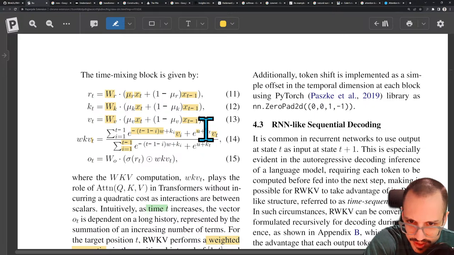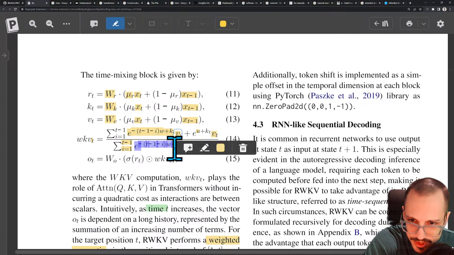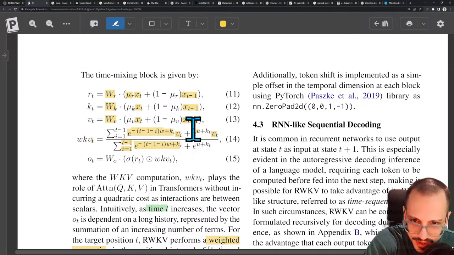U plus KT, U plus KT, e to the negative, this is the same. So you see these terms, and this term is the same. And then this term and this term is the same. So the only thing they're doing here is basically multiplying by the VI and the VT, which are the values, coming from here.